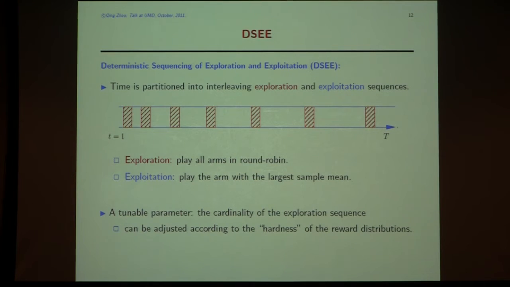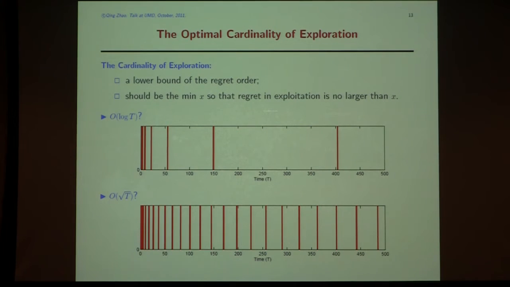So let's see how we should choose this cardinality of the exploration sequence. What is involved here? First, we can see the cardinality of the exploration sequence defines a lower bound of the regret order we can get. So let's consider we can choose a log order of the cardinality for the exploration sequence. Then the learning is really sparse. It comes at log T order. Or we can choose a denser sequence, square root T. Then you can see there are many more learning time instances. So which one should we choose?